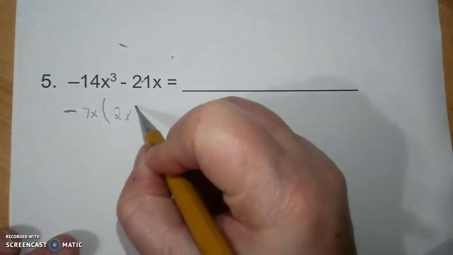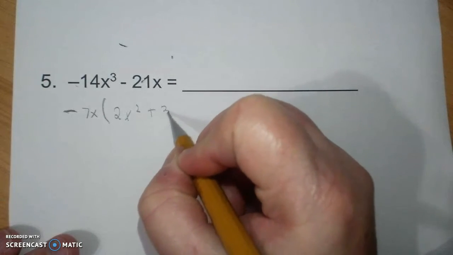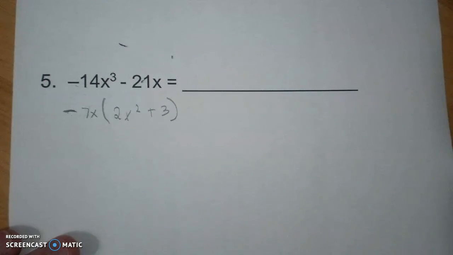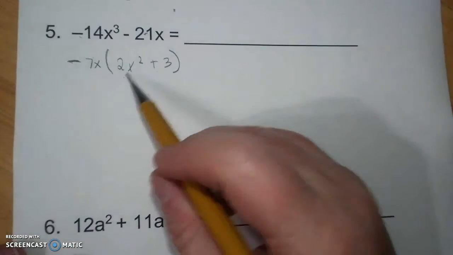So that's 2x squared plus 3. And that's completely factored. You can't factor anything with a plus in 2 terms. And 2 and 3 are prime.